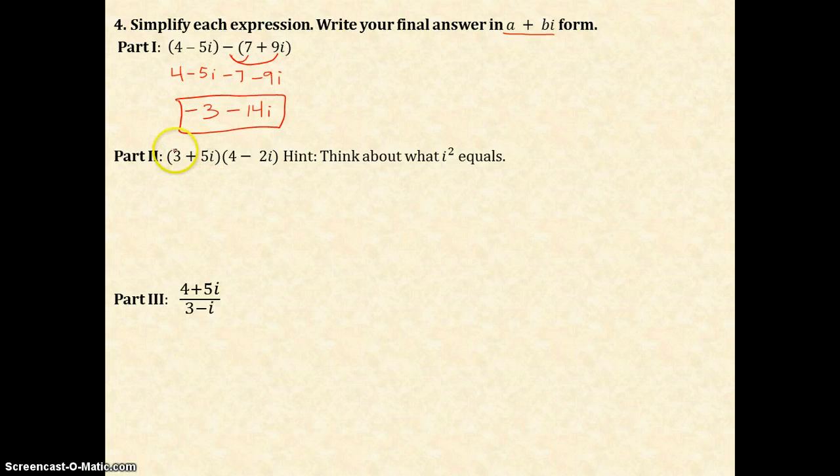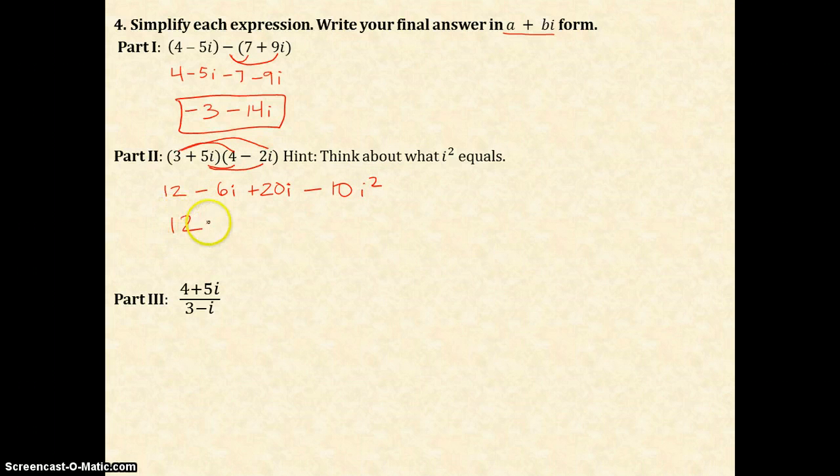Alright, part 2, multiplying two complex numbers. And you just do FOIL like you've always done. 3 times 4 is 12. 3 times negative 2i is negative 6i. 5i times 4 is positive 20i. And 5i times negative 2i is positive times negative is negative. 5 times 2 is 10. i times i is i squared.